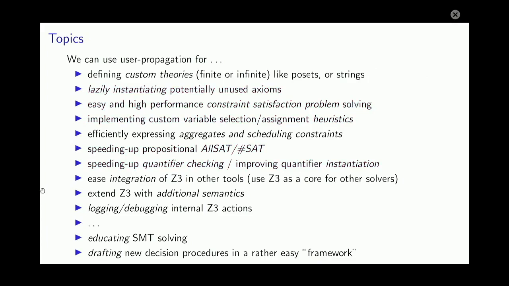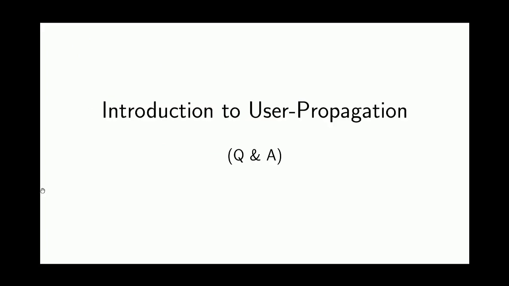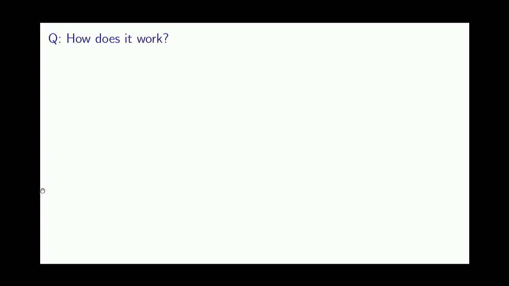Yeah, so the red highlighted ones here I'll discuss later. For the first one, you can find a summary in the Z3 documentation, and Nikolaj mentioned the aggregate case in the tutorial first in the morning. But first, what is actually the user-propagator? I will present this in a Q&A fashion.